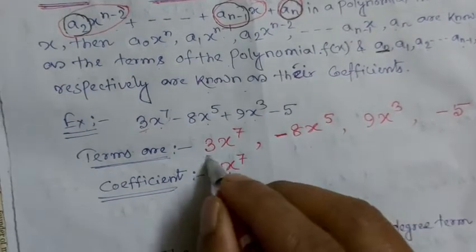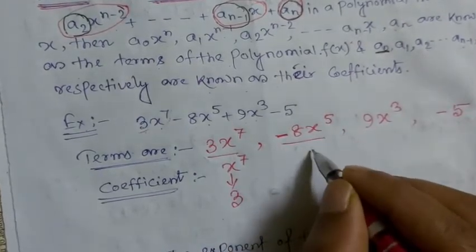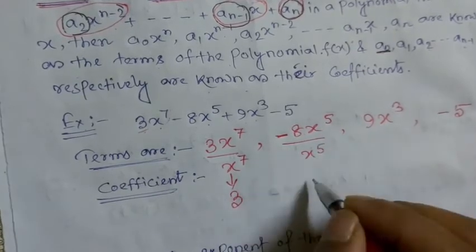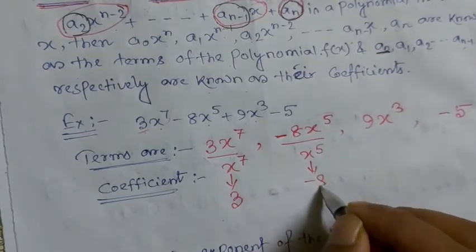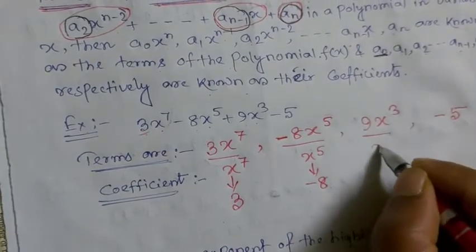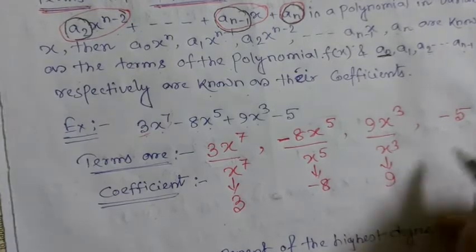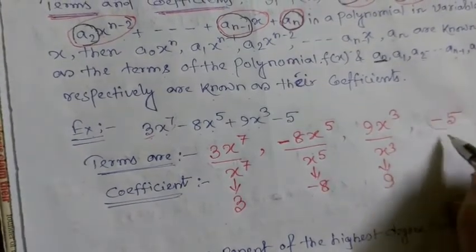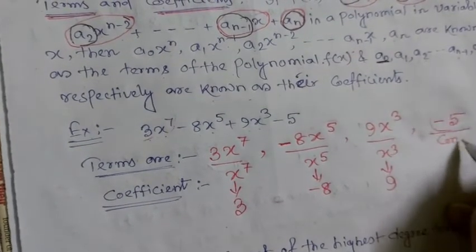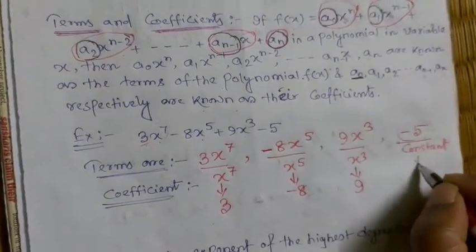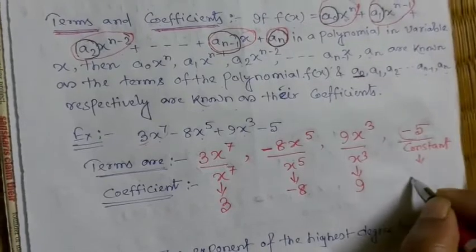Now if you consider the coefficient of x to the power 5, which one is it? Except x to the power 5, this one is minus 8. So you have to write minus 8. Coefficient of x cube, which one? Except x cube, this one is 9. So you have to write 9. The coefficient of this one is called the constant term. So the coefficient of the constant term is minus 5.